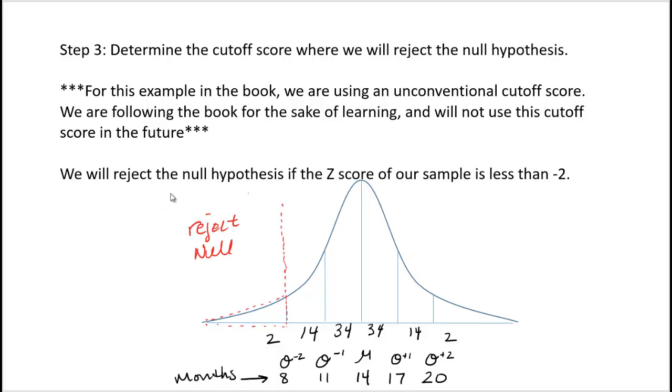So in the example, we are told that we are going to use a cutoff score of -2, or a z-score equal to -2. What that means is that we are going to reject the null hypothesis if the z-score for our sample is less than -2. That'll make a little bit more sense in the next step. But let's take a look at what we mean by rejecting the null hypothesis.